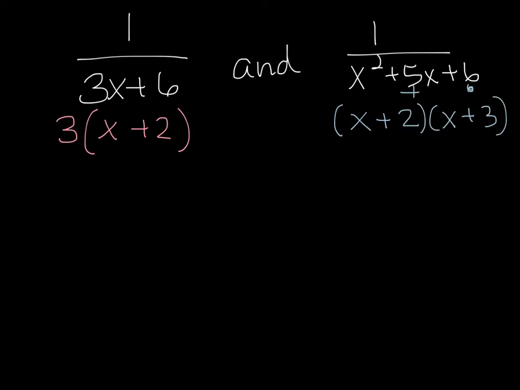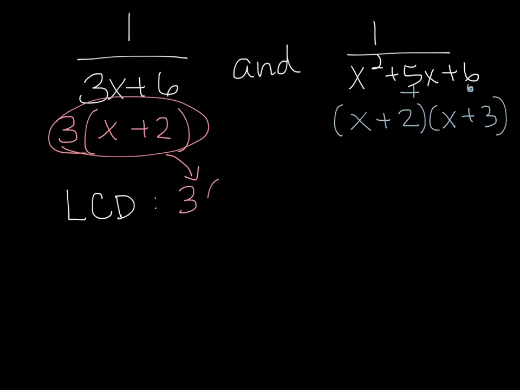So the least common denominator will be everything that's in the first fraction's denominator, which is 3 times x plus 2. And then when we look at the second denominator, we realize that we need there to be an x plus 2, and there already is an x plus 2. But there needs to be an x plus 3, and there's not one, so we need to include it. So our least common denominator has 3 factors: 3, an x plus 2, and an x plus 3.